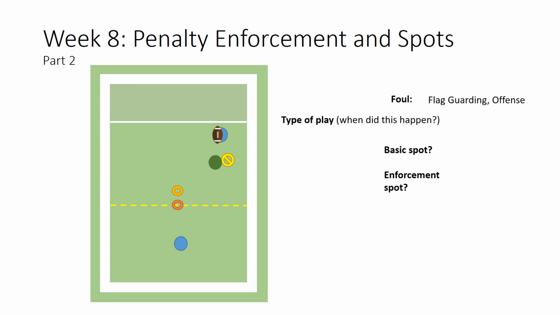So, when did this happen? Well, we did have a pass, but then we also had a run. So we need to be sure when this contact happened. Flag guarding can only really happen when you have the ball. So this occurred during the related run. Our basic spot for running play is the end of the run.